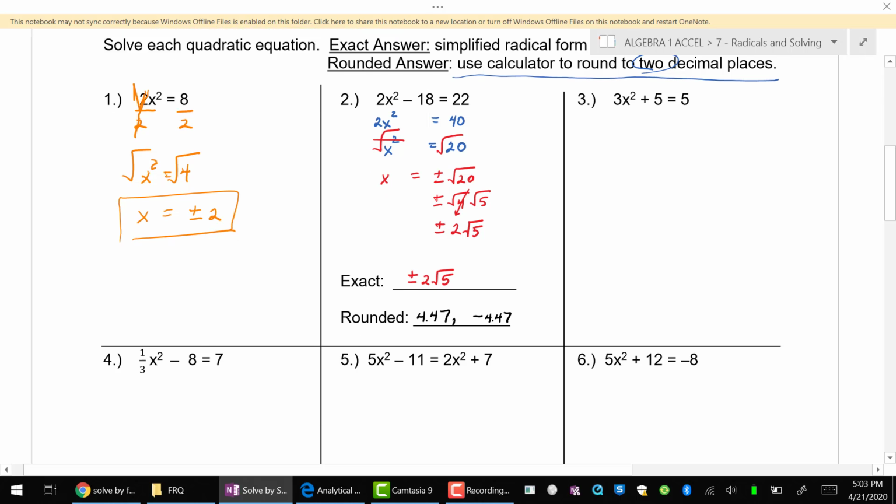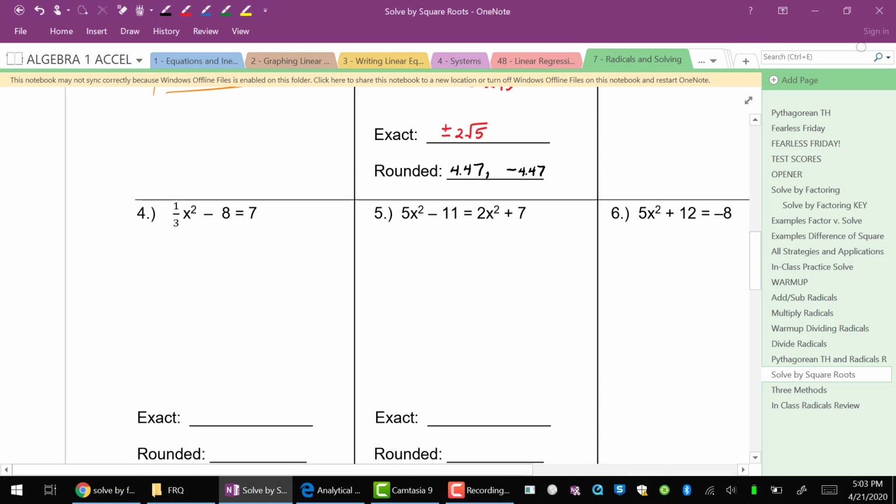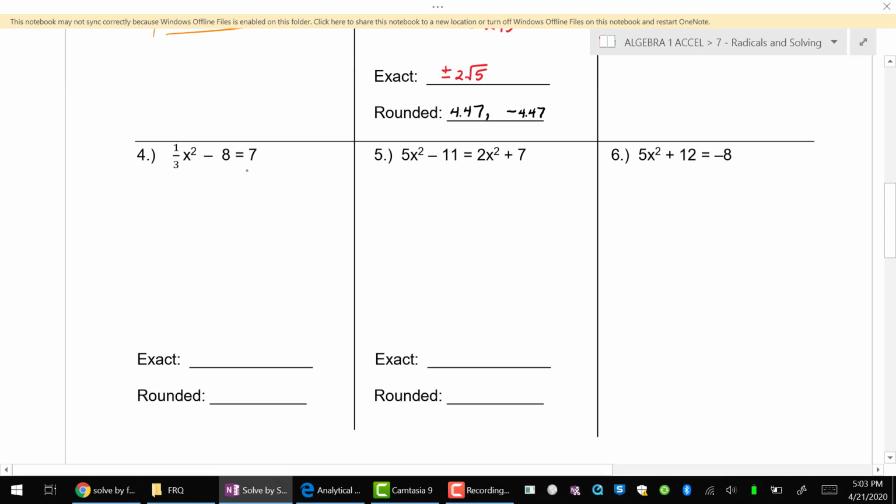I'm going to skip number 3 and look down here at 4. Notice in front of the x squared, I have a fraction of 1/3. First, let's add 8.